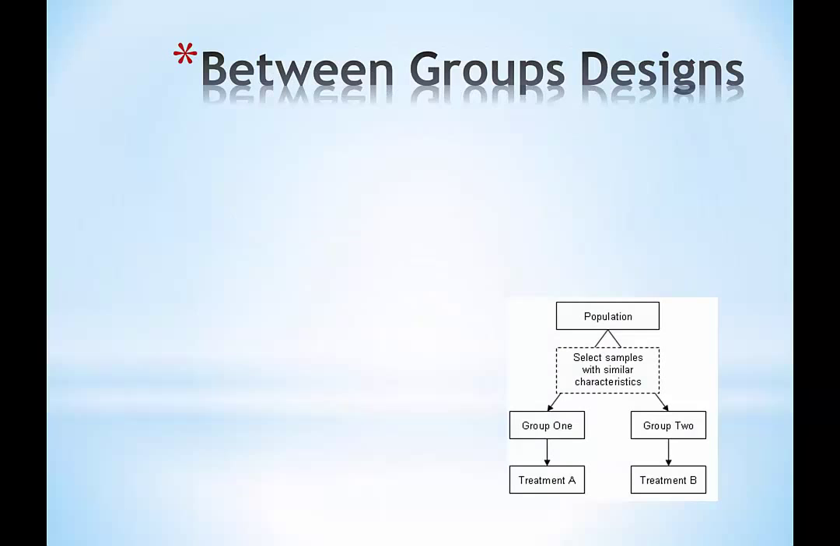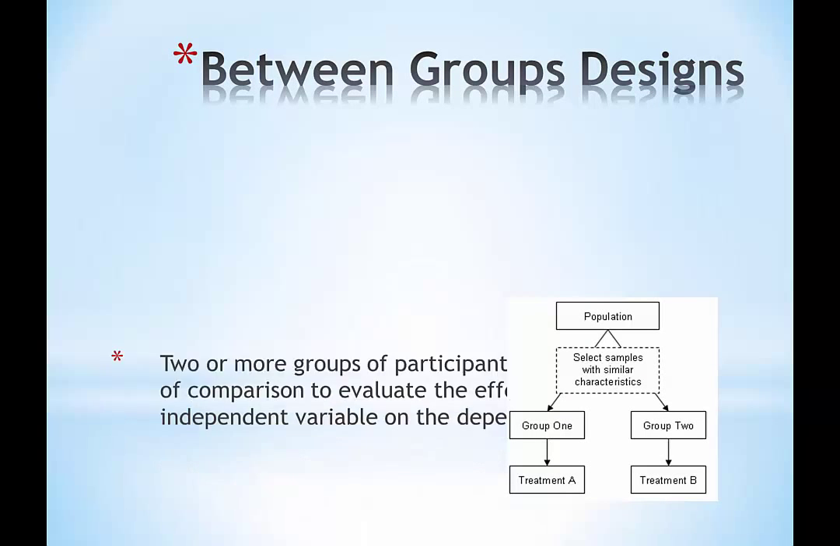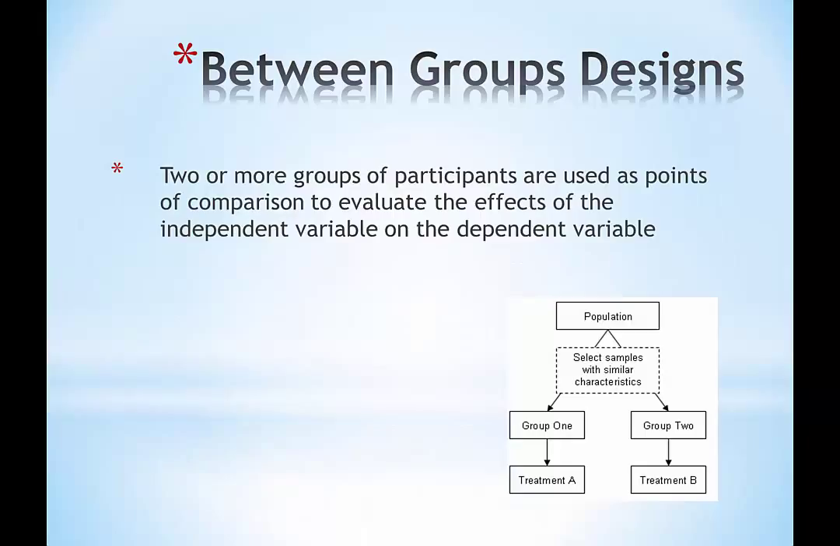All right, so let's jump in and take a deeper dive into the rest of this screencast into between groups designs. So I'll typically talk about between groups with two, but you should really know from the onset it can be any number two or above. Two or more groups of participants are used as points of comparison to evaluate the effects of the independent variable on the dependent variable. You can see a little graphic here that I pulled from the internet. And this is kind of the basic, fundamental, the easiest example to wrap your head around.